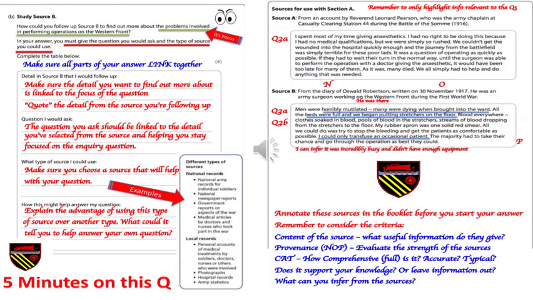The next question, question 3, this is a new one for this year for all us teachers as well. How could you follow up source B to find out more about something? Okay, how could you follow up source B to find out more about something? In this case, how could you follow up source B to find out more about the problems involved in performing operations on the Western Front? In your answer, you must give the question you would ask and the type of source you could use.